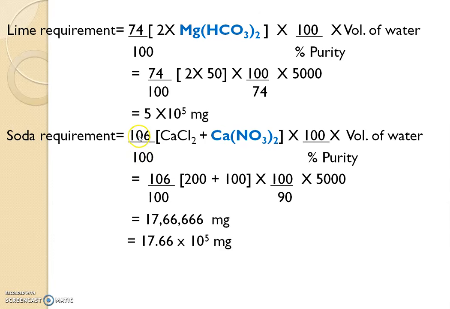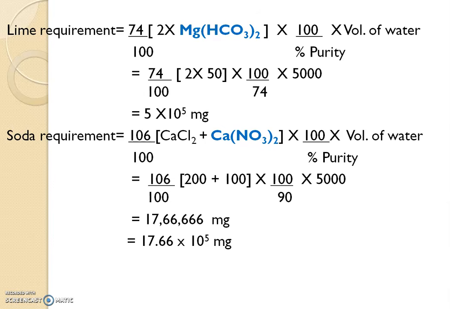For the soda requirement, 106 by 100, CaCl2 plus calcium nitrate, since both are permanent hardness causing ions, into 100 upon percentage purity into volume of water. 106 by 100, calcium chloride calcium carbonate equivalent is 200 milligram per liter, and calcium nitrate is 100 milligram per liter calcium carbonate equivalent. Purity is 90%, so 100 upon 90 into 5000. So this will give 17.66 into 10 to the power 5 milligram.